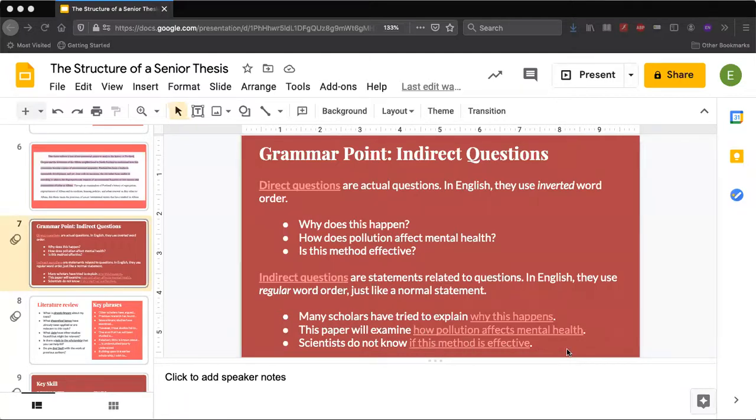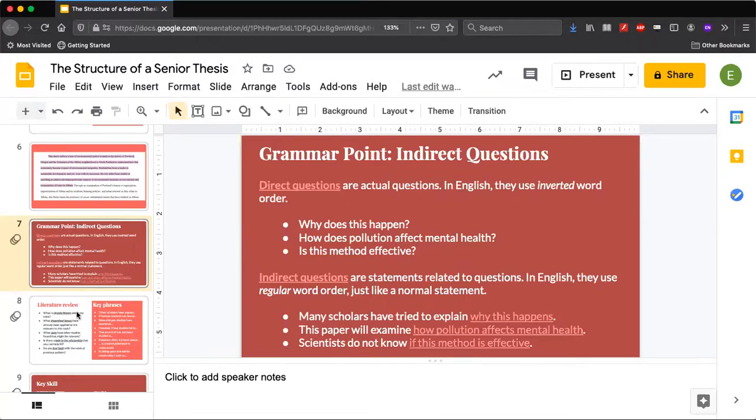Sometimes I see in student writing something like, scientists do not know, is this method effective? So as you're writing, this might be a grammar point to keep in mind or to review if you're having difficulty.